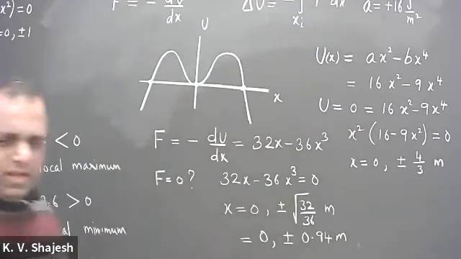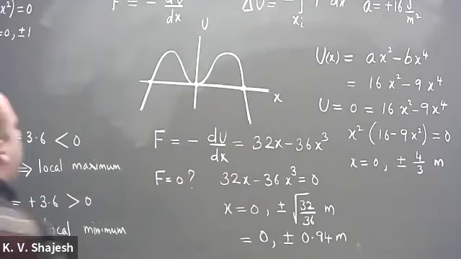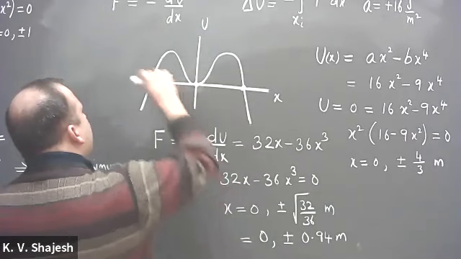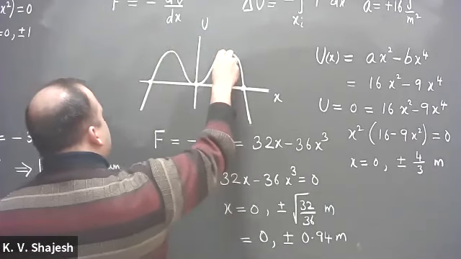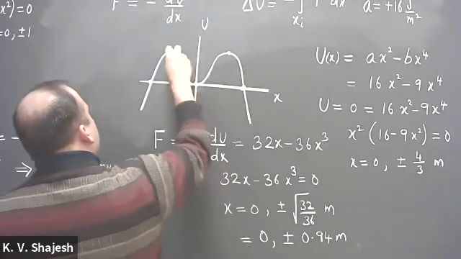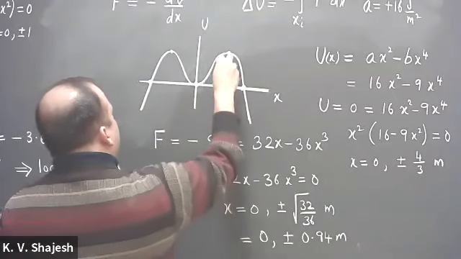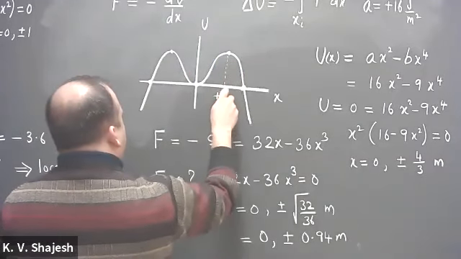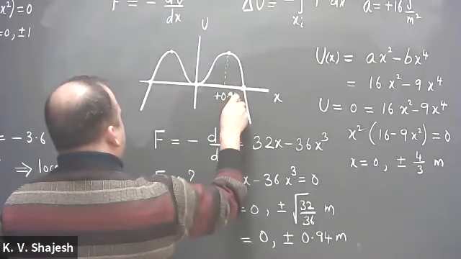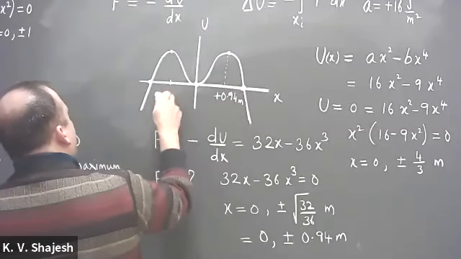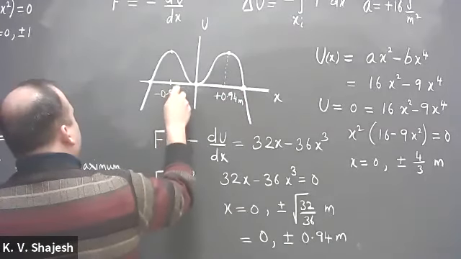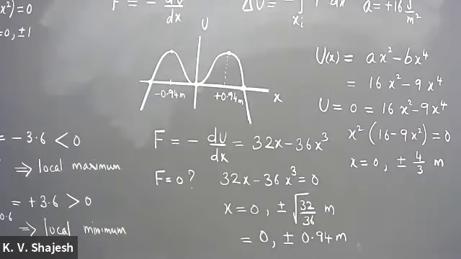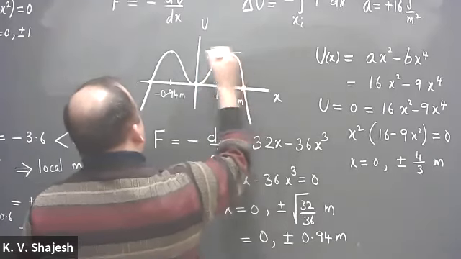Those are the points where the force is equal to 0, and force equal to 0, remember, means that the slope of the curve has to be 0. That's this point here, this point, and this point. So this here is 0.94. So that's plus 0.94 meters. That's minus 0.94 meters. And x equal to 0 is also a point where the slope is 0.